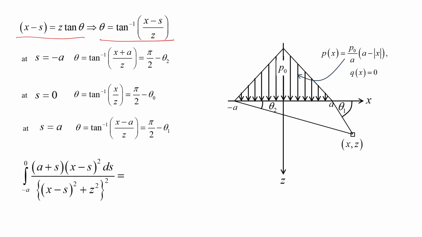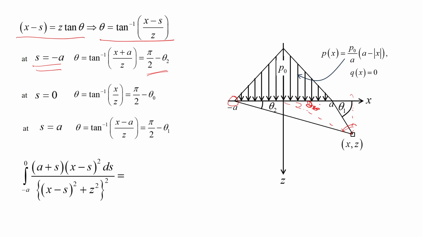So, now at s is equal to minus a, that means s is equal to this particular point minus a, theta is equal to, from here, x plus a by z. So, x plus a by z, if you see, this is this quantity, this by this. So, this defines this particular angle, tan of this angle, that is pi by 2 minus theta 2. So, tan inverse x plus a by z is pi by 2 minus theta 2, right, like that. And over here at s is equal to 0 is this point. So, I can actually draw a line here and define this angle theta 0.